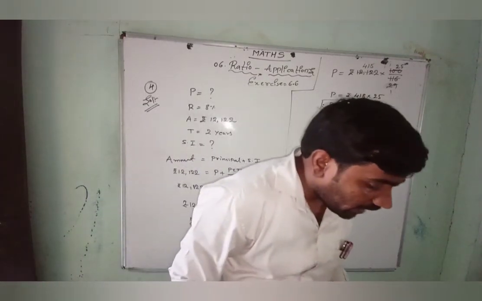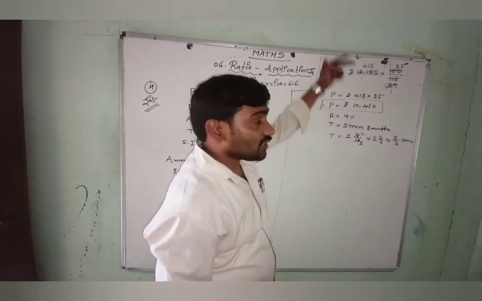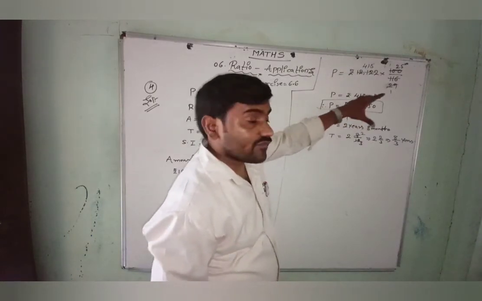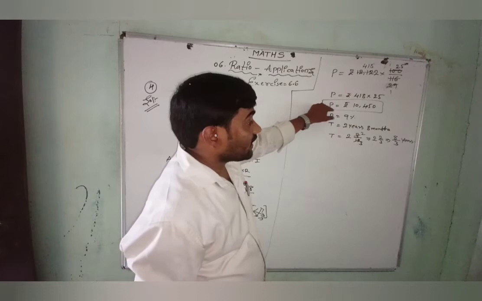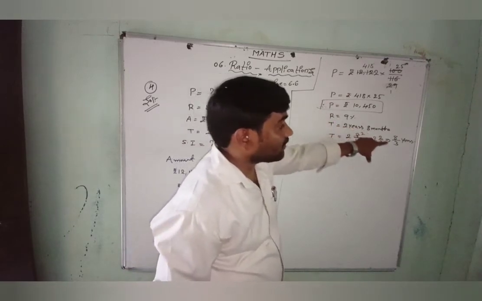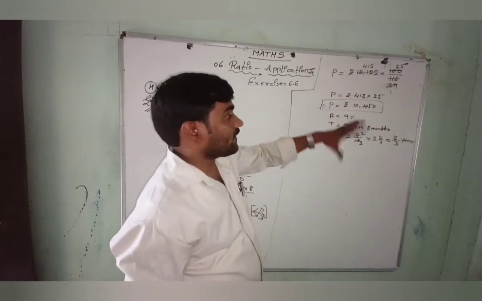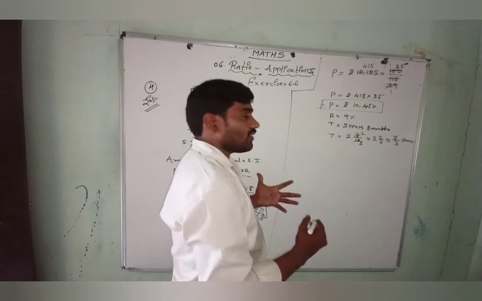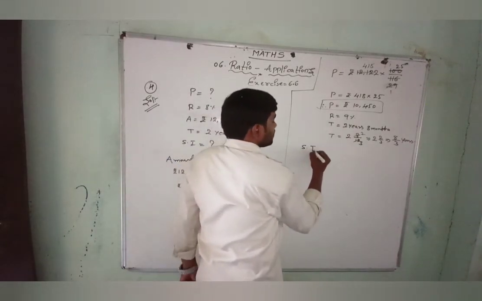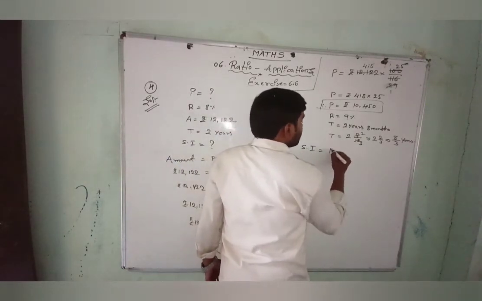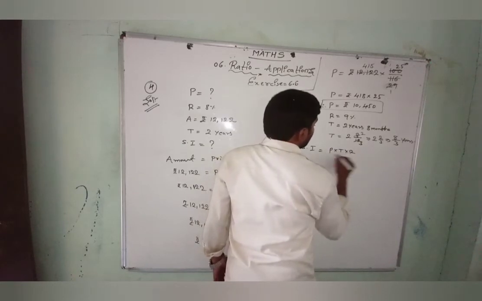So what will be the amount? How much will this 10,450 at the rate of 9% for the time 8 by 3 years amount to? To find the amount, first we have to find the interest. Simple interest equals what is the formula? First, PTR by 100.